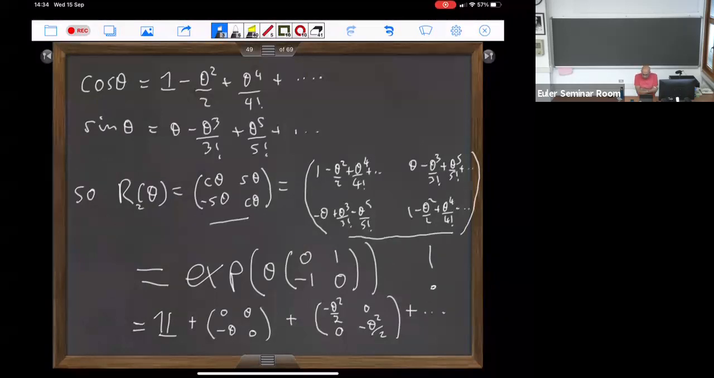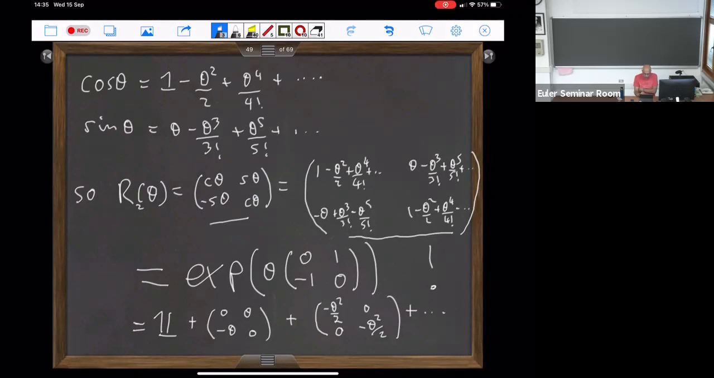Now, if you think about it for a few minutes, you can convince yourself that actually the right-hand side is the Taylor series of a 2x2 matrix. It's this 2x2 matrix here, the exponential of theta times 0, 1, minus 1, 0.